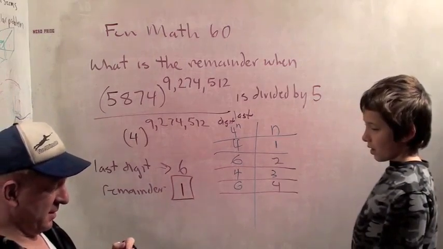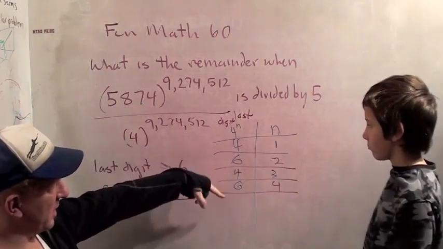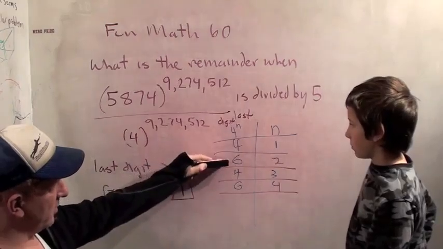Pretty cool, right? In fact, for powers of 4, there are only 2 possible remainders when you divide by 5: 4 and 1. Pretty cool.